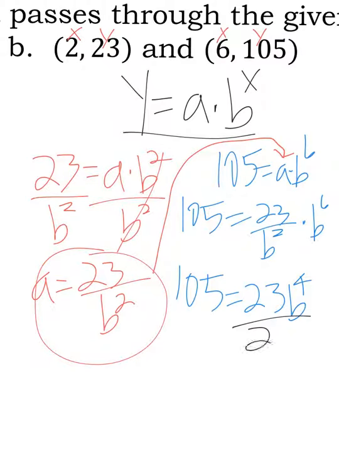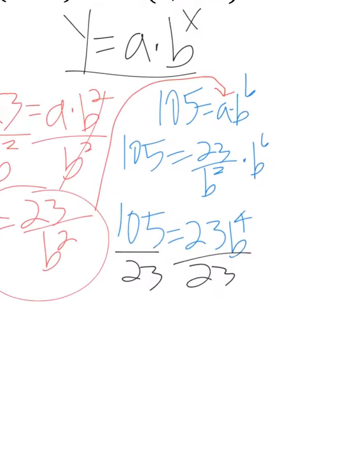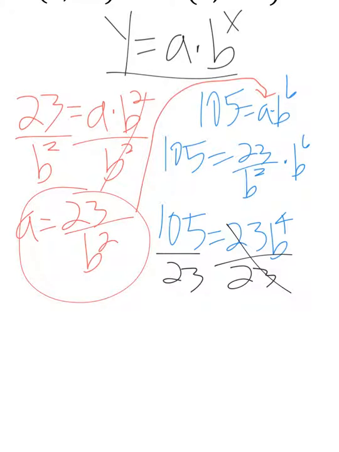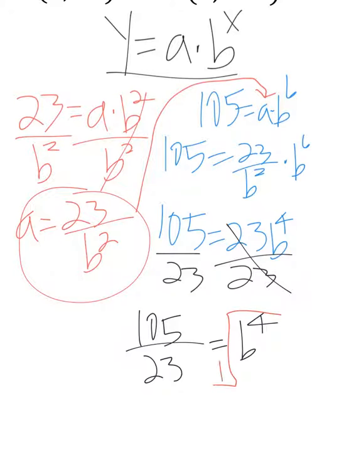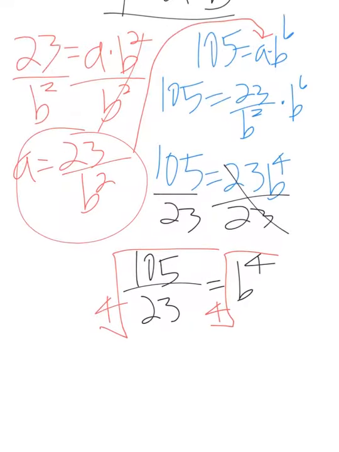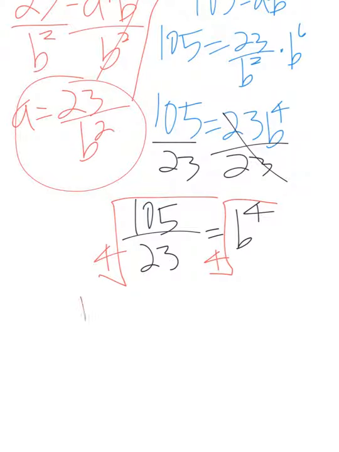So I'll divide by 23. 105 over 23 doesn't make a nice number, so I will keep it as a fraction. And so I get 105 over 23 is equal to b to the 4th. So you know, to get rid of a 4th power, you take the 4th root. So I'll type this into my calculator, and then I'll approximate that value for b. Rounding to 2 decimal places, I get about 1.46, okay?